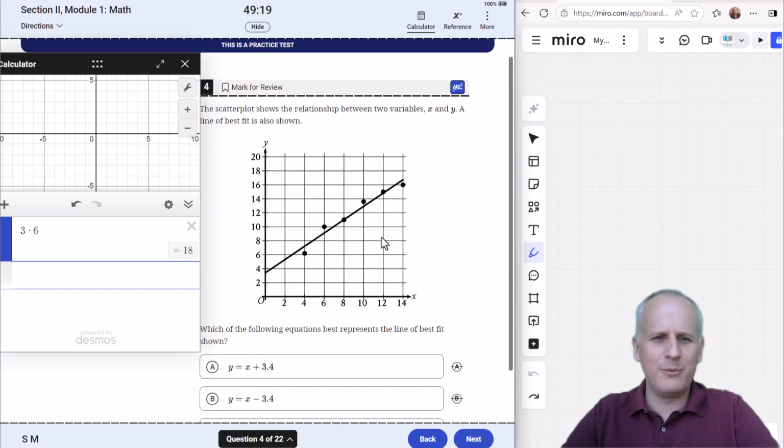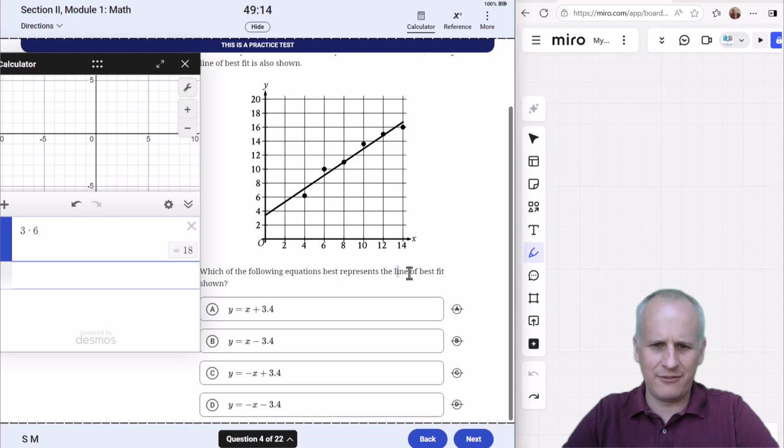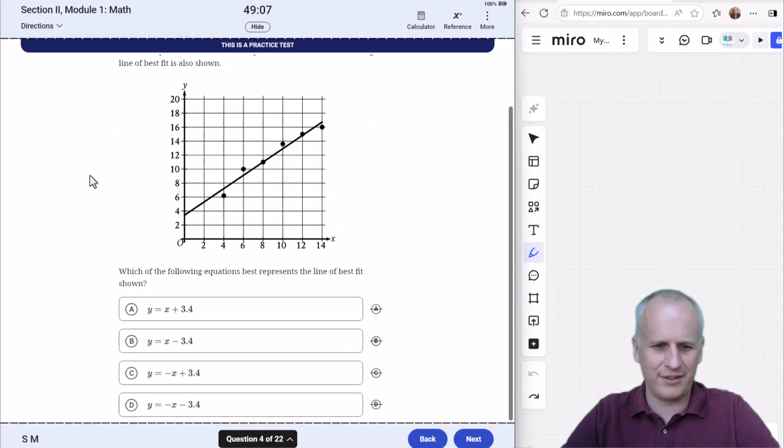Then we've got number 4, which gives us a graph, and we're being asked for the line of best fit. I'm just going to highlight that. I'm going to scroll down here, and maybe I'm just feeling that the calculator's a little bit too much on the screen.